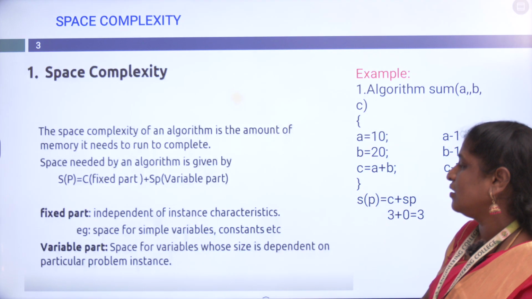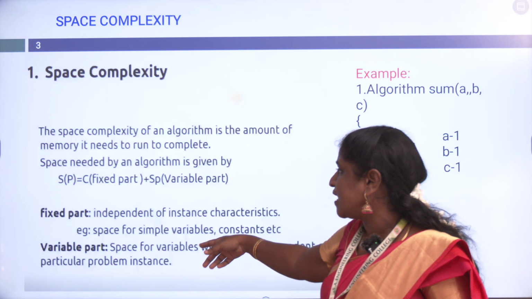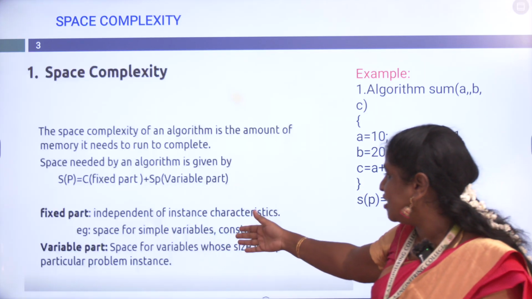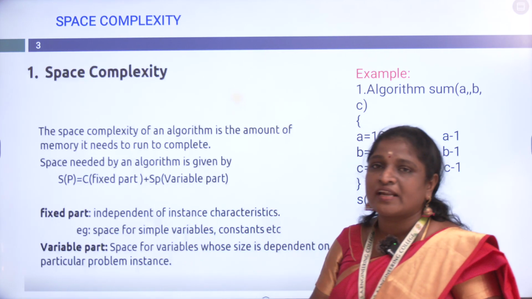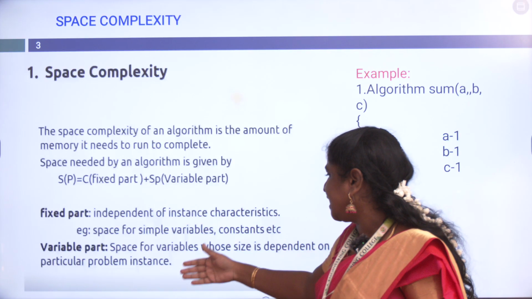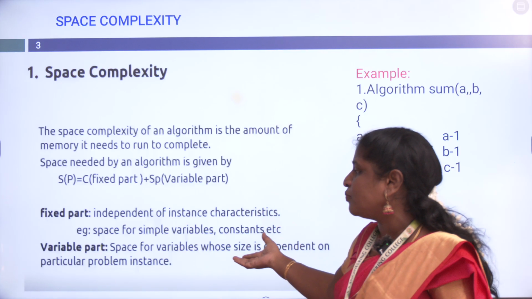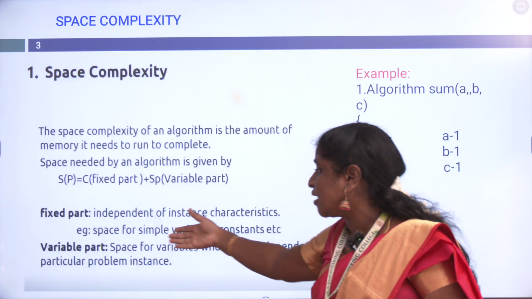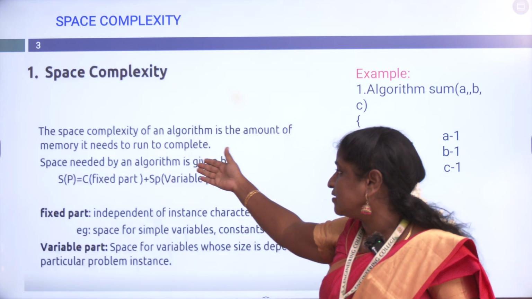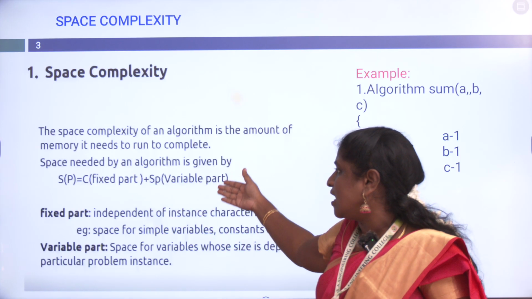While calculating the space complexity, we need two parts, that is the fixed part and the variable part. The fixed part is independent of instance characteristics. For example, a variable name comes under the fixed part. The variable part is dependent on the particular variable used to solve the problem. We calculate the space of the algorithm as C equals fixed part plus variable part.